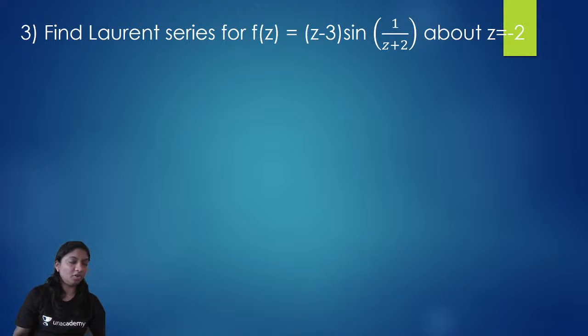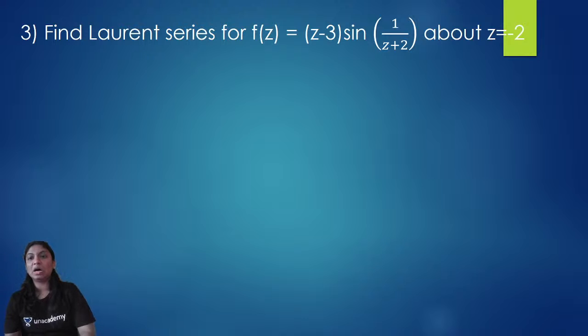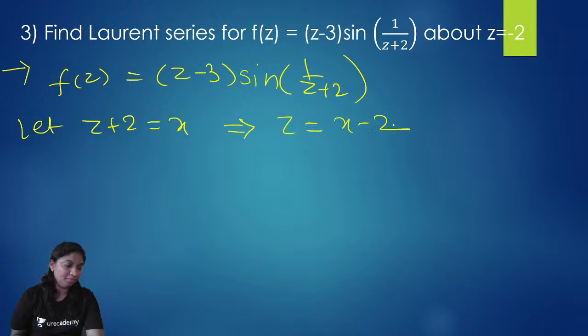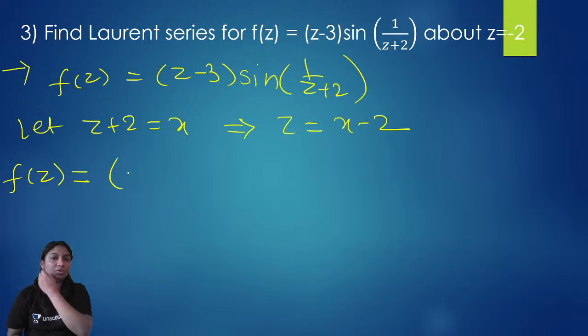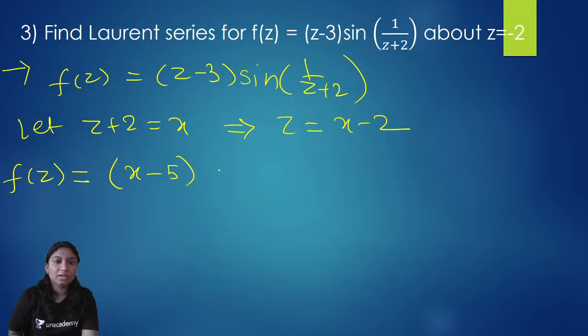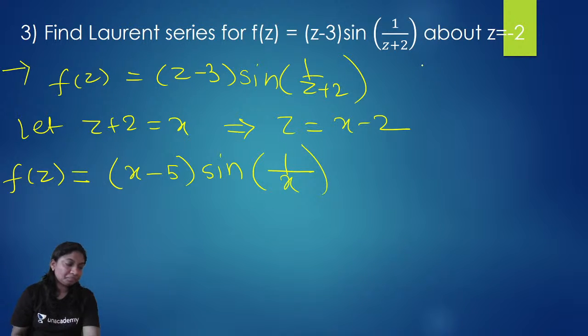Find the Laurent series for f of z is equal to (z minus 3) into sine of 1 upon z plus 2, about z is equal to minus 2. Right? So let x equal to z plus 2. Then f of z gets x minus 5, multiplied by sine of 1 upon x, because plus 2 minus 2 gets cancelled out.